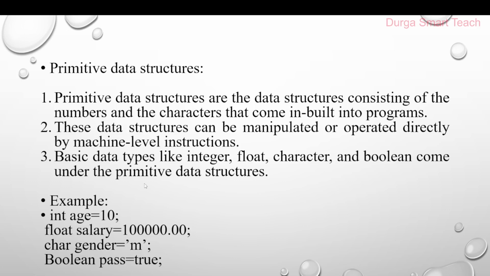So these are the examples. Integer is represented with the int keyword, float with the float keyword, character with the char keyword, and boolean with the boolean keyword. So these are keywords as well as data types. Age, salary, gender, pass are the variables. So primitive is nothing but an inbuilt data structure. Integer stores only integer values, whole values, positive numbers as well as negative numbers. Float can store numbers which contain a decimal part, either positive or negative. Character is used to represent one single character within single quotation. Boolean is used to store only two possible values: one is true and another one is false. So these are primitive data structures.